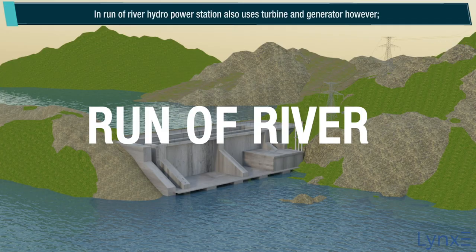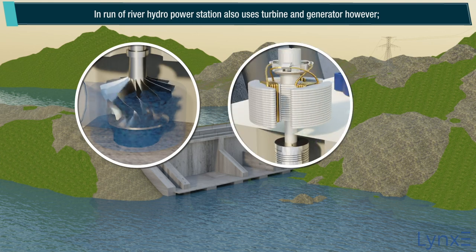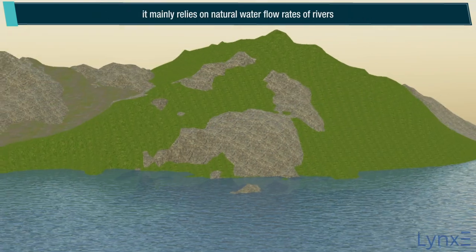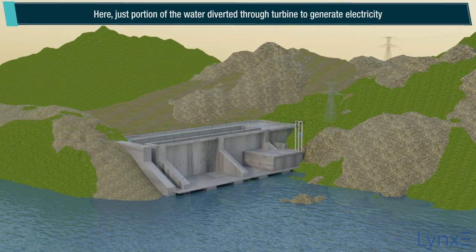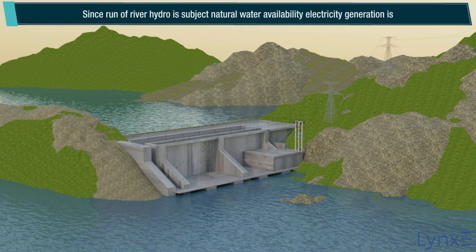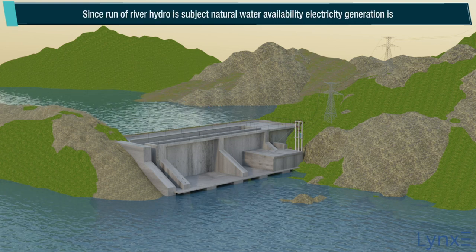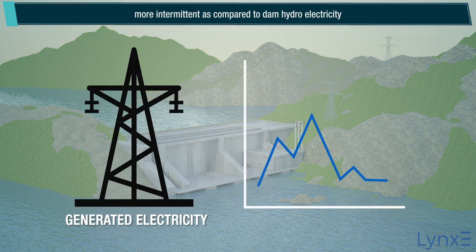A run-of-river hydropower station also uses a turbine and generator. However, it mainly relies on the natural water flow rates of rivers. Here, just a portion of the water is diverted through the turbine to generate electricity. Since run-of-river hydro is subject to natural water availability, electricity generation is more intermittent as compared to dam hydroelectricity.